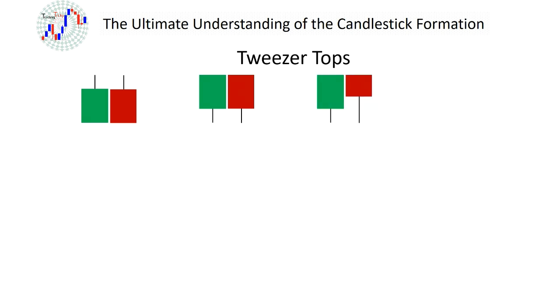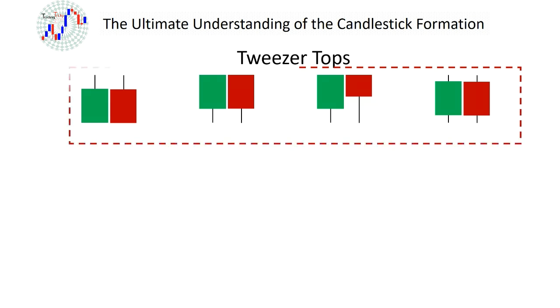This is also a tweezer top pattern. The left side green candle is a little longer than the red candle and the red candle is smaller than the green candle, but the rejection is a little longer than the green candle. This is also a tweezer top pattern. Both candle lengths are almost the same and there is rejection from both the upper side and the lower side. So this is all about tweezer top patterns.